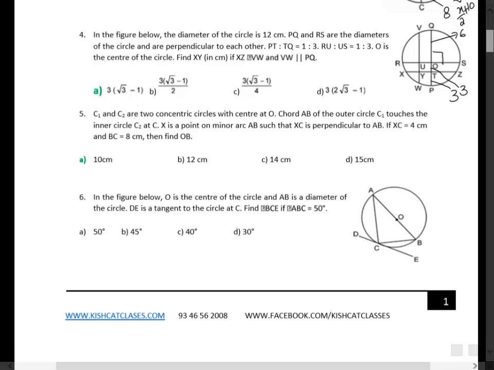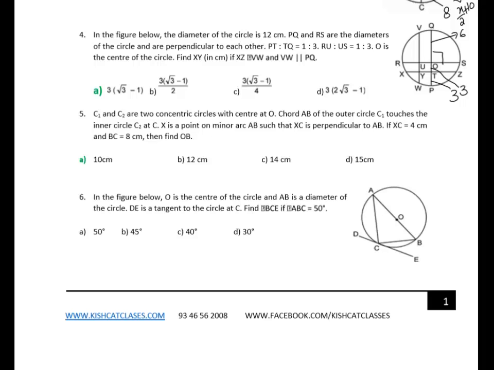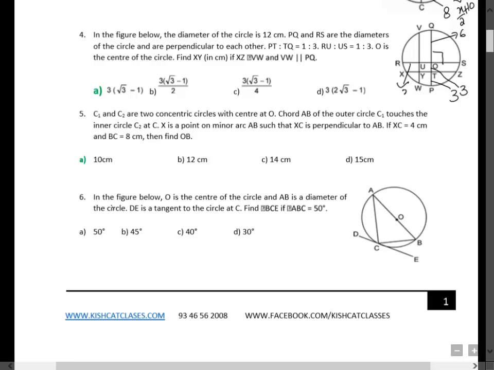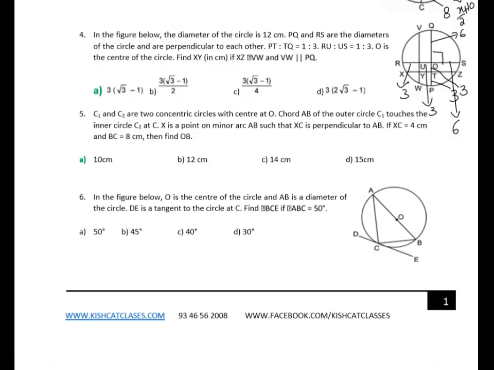Next, RU to US is also 1:3. What is RS? Diameter. RU to US is 1:3, so RU is 3, and you can find that UO is also 3, and this one is also 6. O is the center of the circle. Find XY, if XZ is parallel to VW.